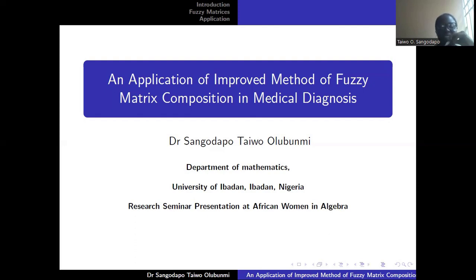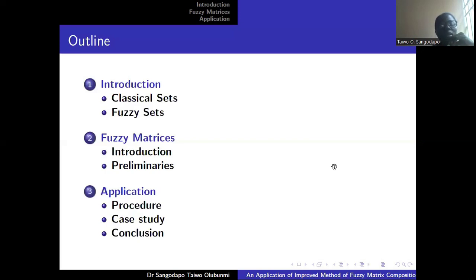Yes, today in our weekly seminar, I will be presenting a talk titled An Application of Improved Method of Fuzzy Matrix Composition in Medical Diagnosis. So we have some outline that we want to quickly check.